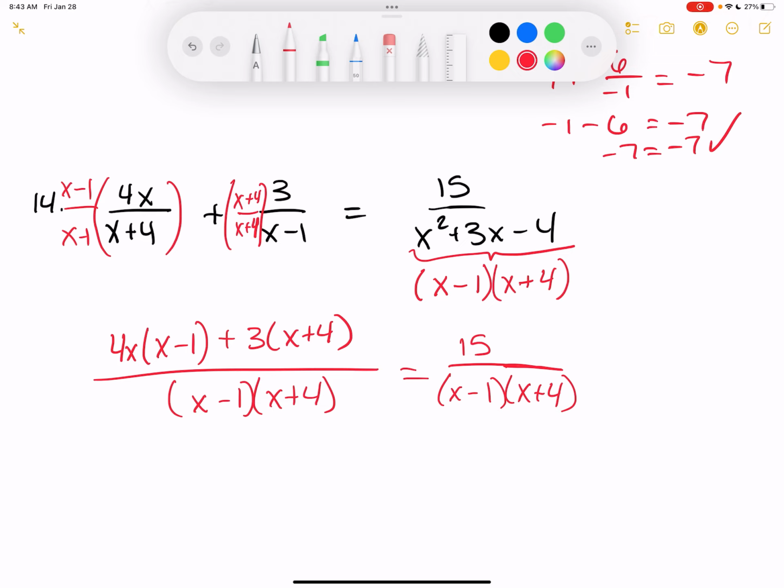Oh my gosh, why did I just write x plus 3? There's no x plus 3 anywhere. I'm just going to wait till everybody has this part written down, and then we're going to talk about what to do from here.